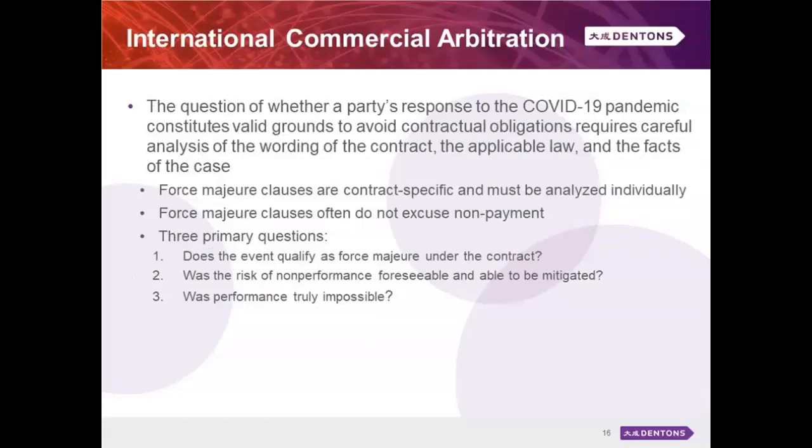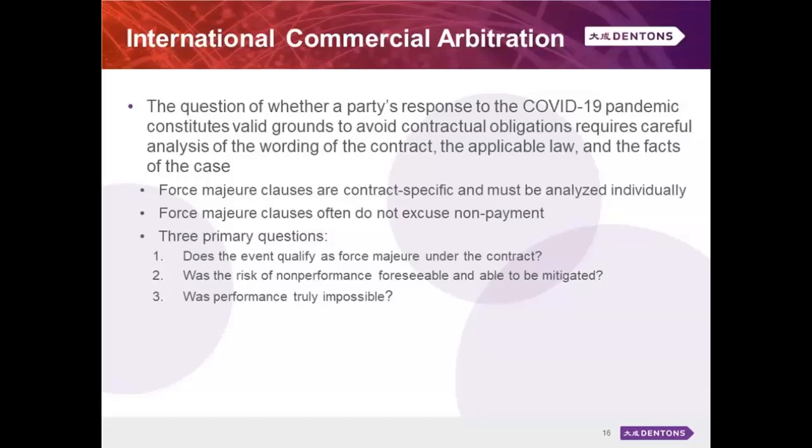So determining whether or not a party's performance can be excused due to the pandemic is going to be an extremely fact-specific inquiry. You'll need to evaluate your individual circumstances one by one, starting first with the contract language, second with the applicable law of your jurisdiction, and third with the facts. This is not going to be one size fits all, but rather an individualized inquiry. And it really boils down to these three primary questions that we have listed here on this slide.